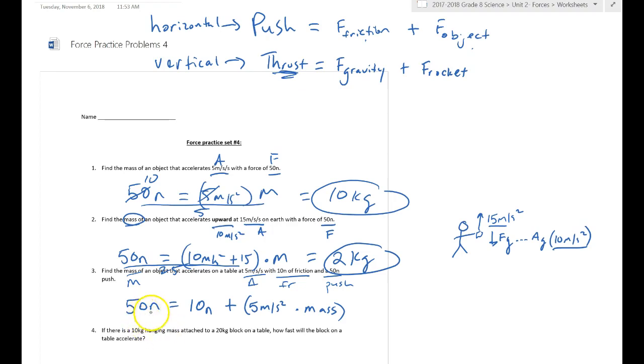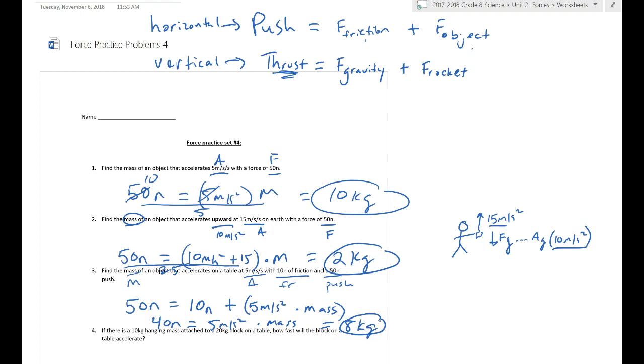So that is why here we have our push is equal to our friction plus the rate of acceleration that we want that mass to be going. This is what we're solving for. So what we're going to do is subtract friction from our push, our total force, and we're going to be left with 40 newtons equals 5 meters per second squared times the mass. Divide both sides by 5, and we get a mass of 8 kilograms.